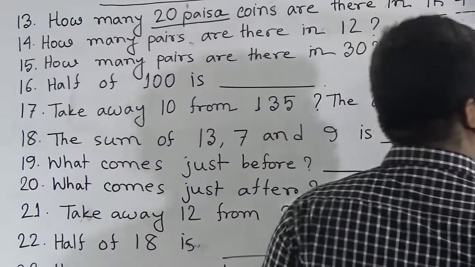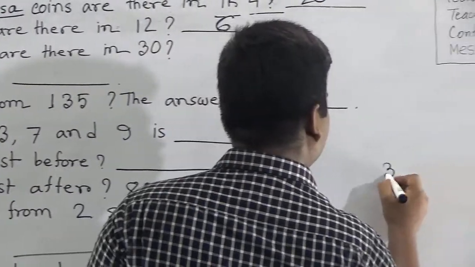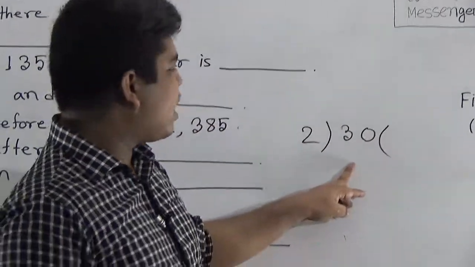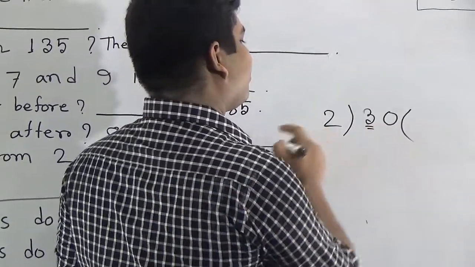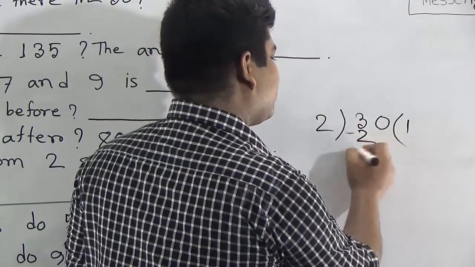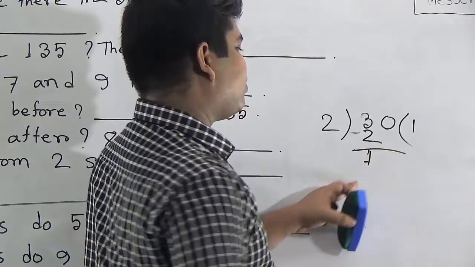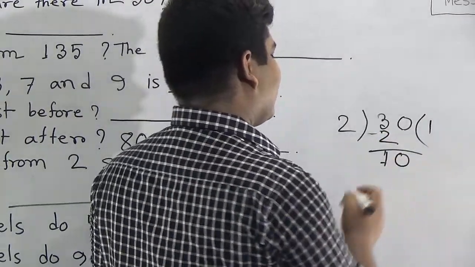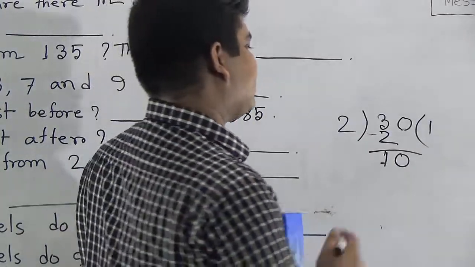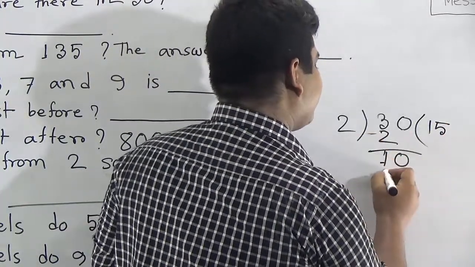Okay. Now we divide 30 by 2. My dear student, at first we consider one digit. In 3, 2 goes in how many times? 3 goes in 1 time. That means 2 1s are 2. If we subtract, then we get 1 and 0 is placed here. And in 10, 2 goes in how many times? Yes, that is 5 times. That means 5 2s are 10.